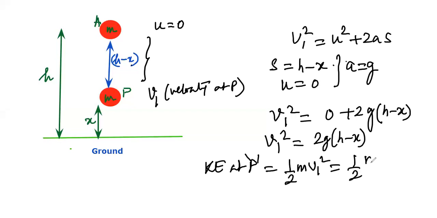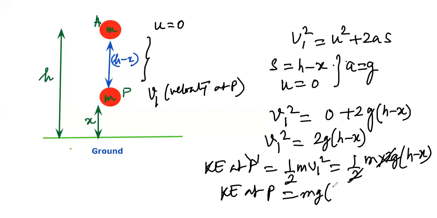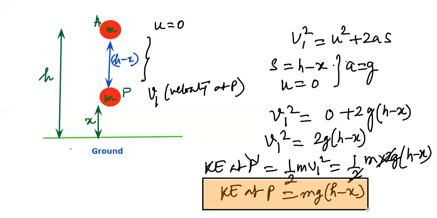So kinetic energy at P will be equal to half m v1 square, that is half m into 2g into h minus x. So 2 and 2 cancel. So kinetic energy at P is equal to mg into h minus x. This will be again a very, very important equation, because I'll be taking the help of this for something else also. So let me just highlight it. Kinetic energy at P is mg into h minus x. So this is very, very important. Let it be my equation number 3.